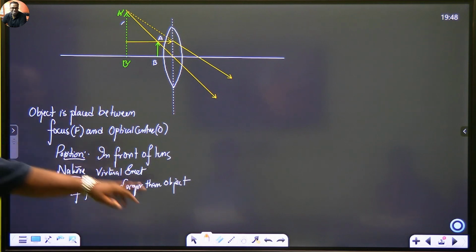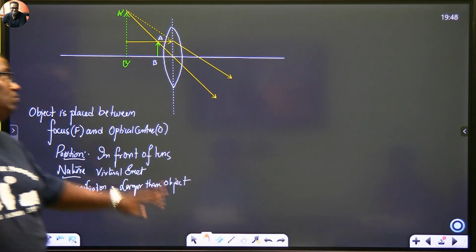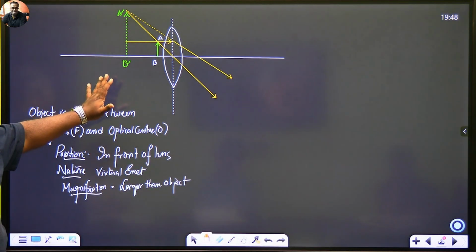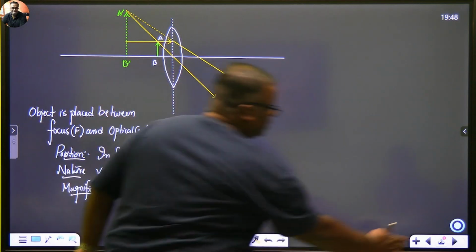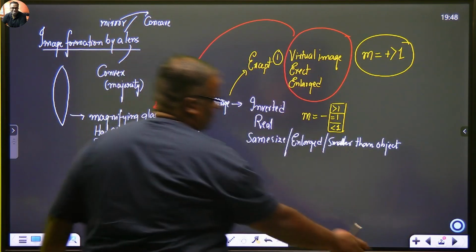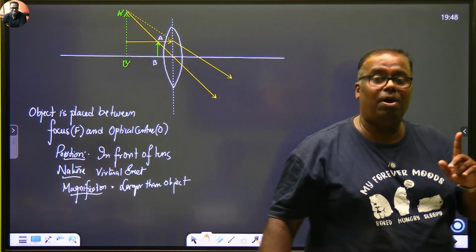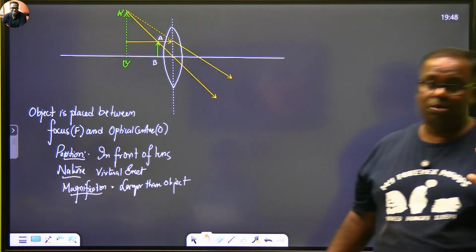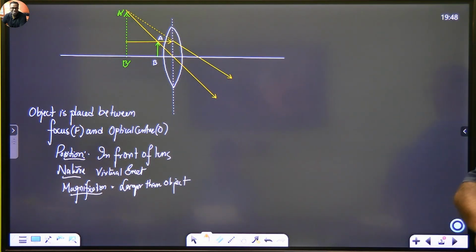This is the one and only case where a convex lens will show this. And what is this case? This case is nothing but this case. It will show it only once and never again. Okay?